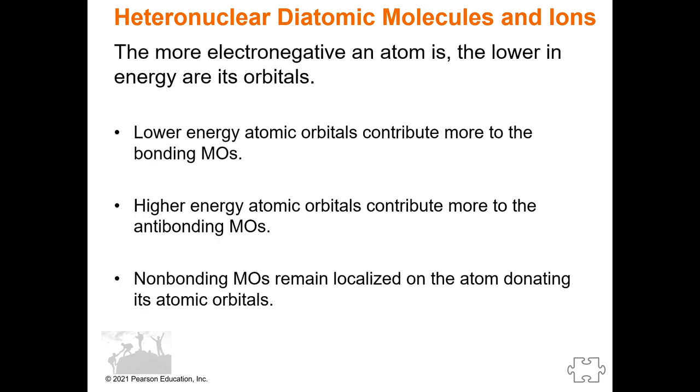You'd have to figure out which one of the 2 atoms that make up the molecule is more electronegative, because that's the one that's going to be lower in energy. Those atomic orbitals will be lower in energy, and so they are going to contribute more to the bonding molecular orbitals. The other atom, the less electronegative one, the atomic orbitals from that atom are going to contribute more to the antibonding molecular orbitals.